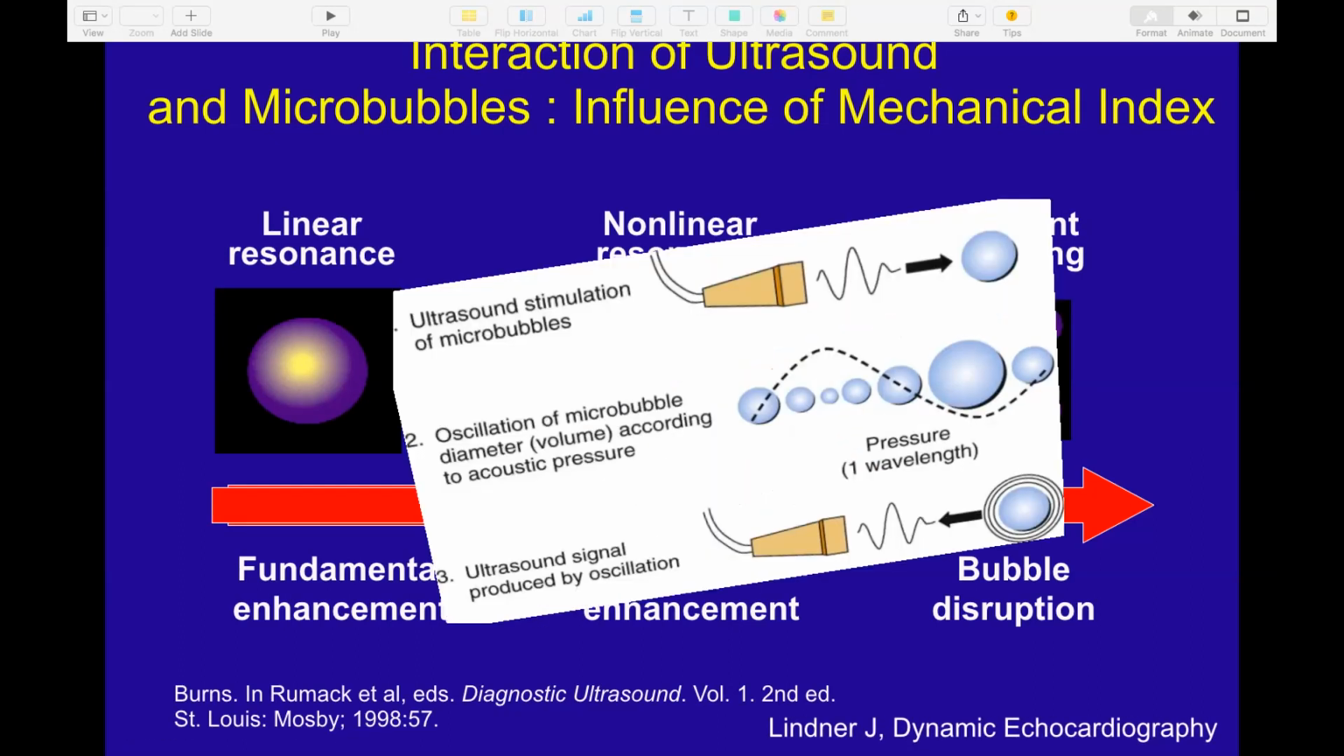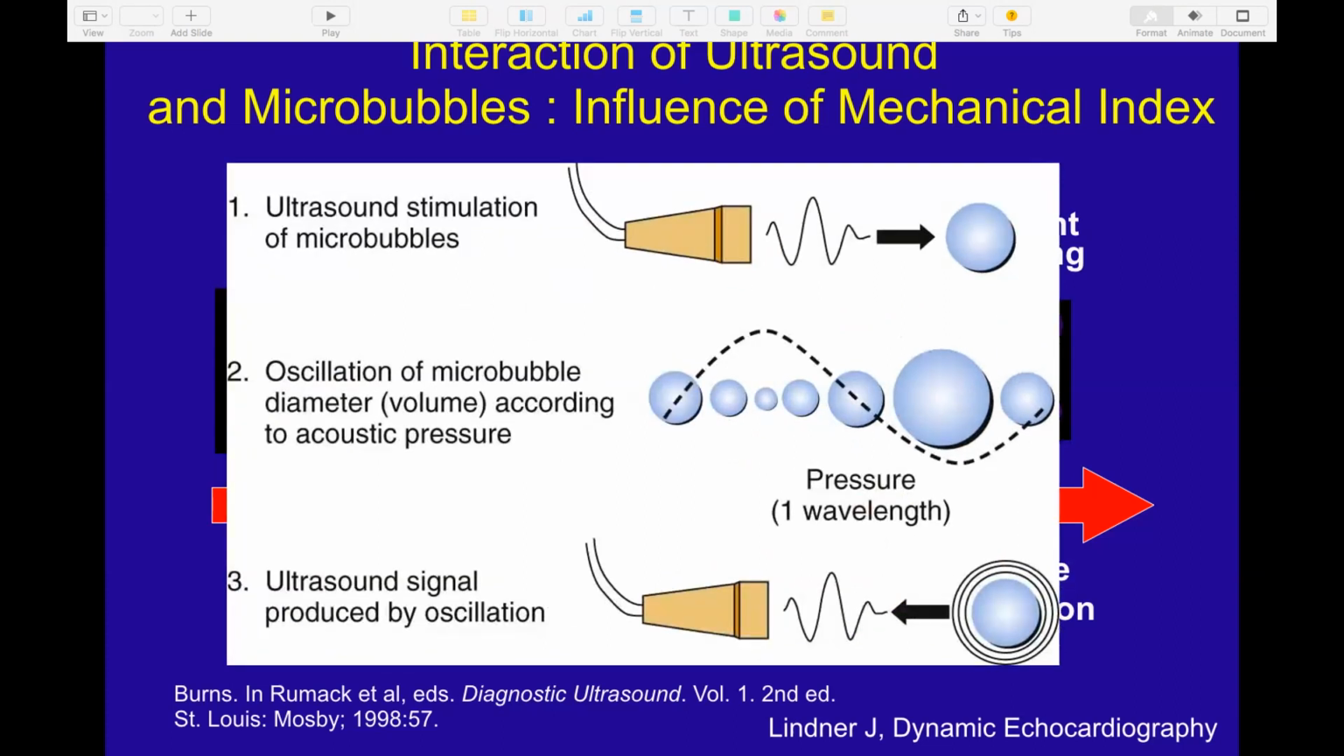And so in summary, when ultrasound stimulates these microbubbles, they undergo compression, rarefaction, and change in size and shape. This is fundamentally different from tissue, which gives you a linear resonance. So the modern ultrasound machines use a filter to filter out your tissue signal and enhance these nonlinear second harmonics produced by these bubbles, so that you can actually see the endocardium, or the blood pool to endocardial interface.